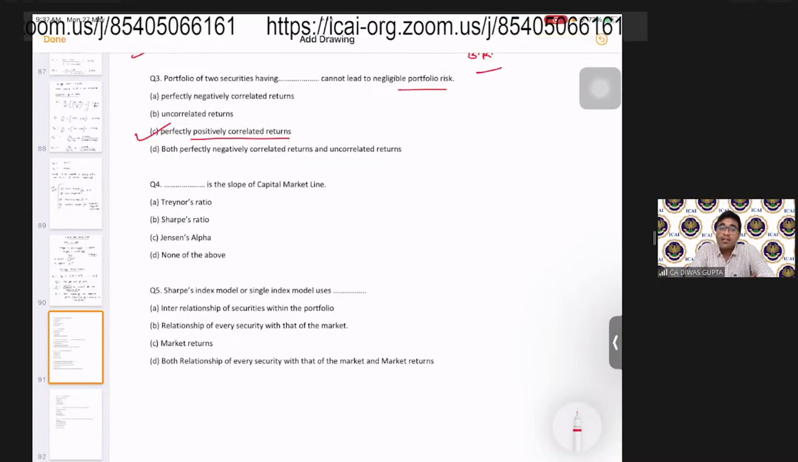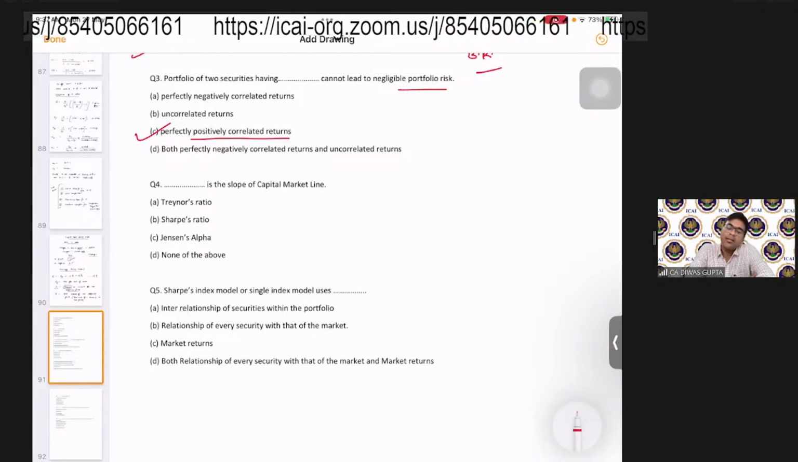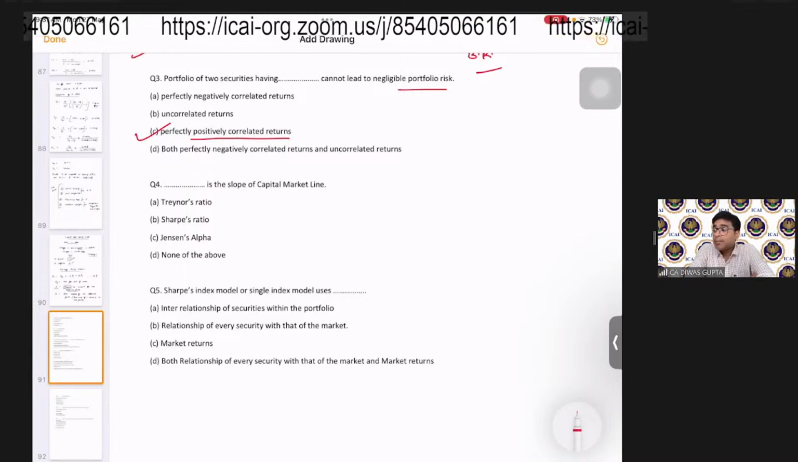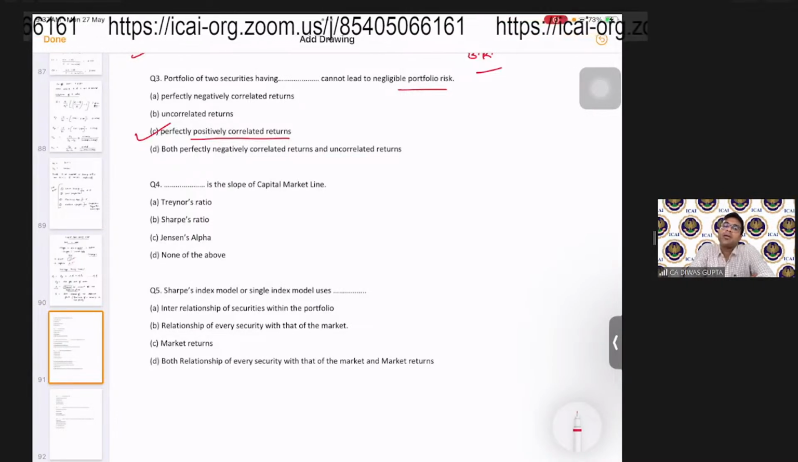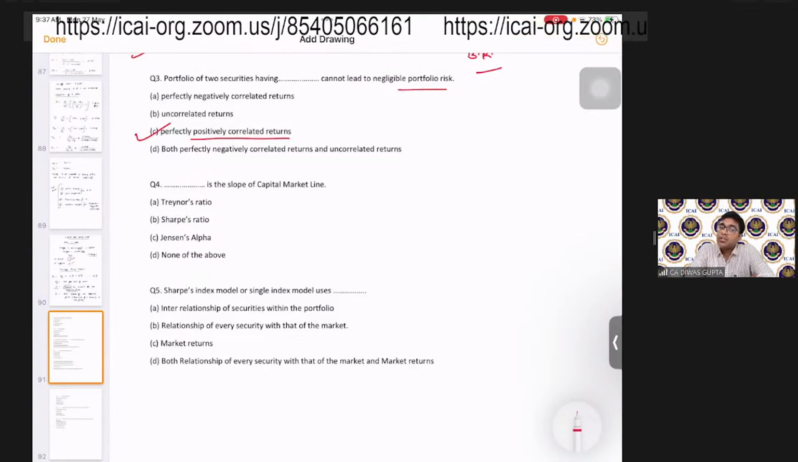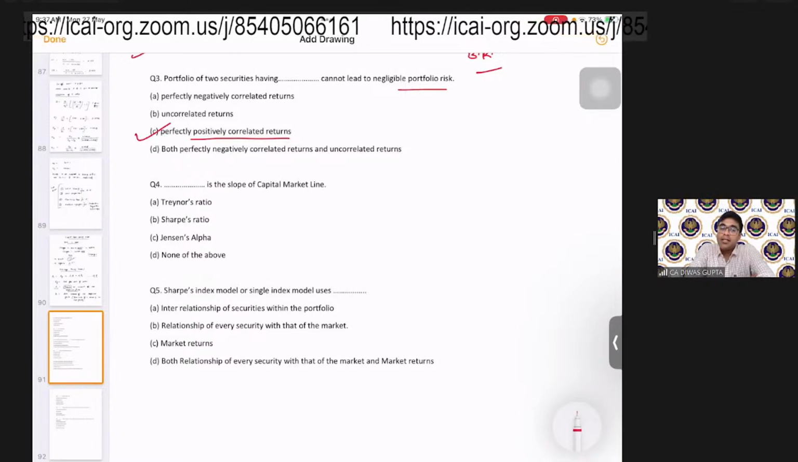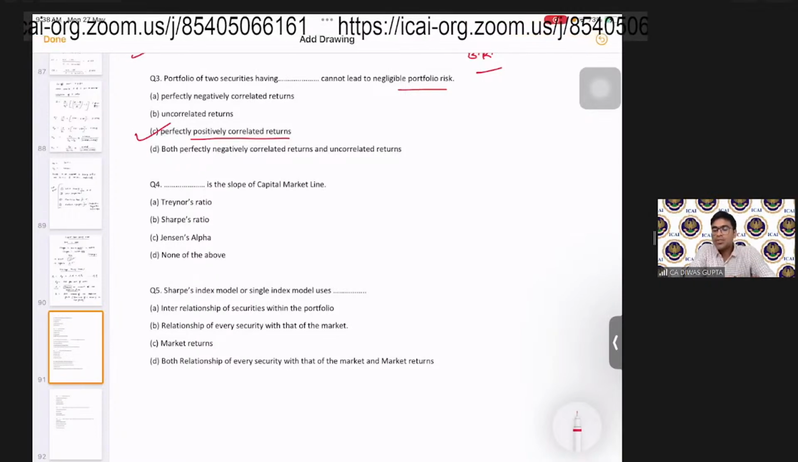So students, we have studied two lines, right? Capital market line and securities market line. Securities market line had beta and capital market line had standard deviation. And Sharpe's ratio uses standard deviation. Treynor's ratio uses beta, right? So what do you think is the right answer? It's Sharpe's ratio.